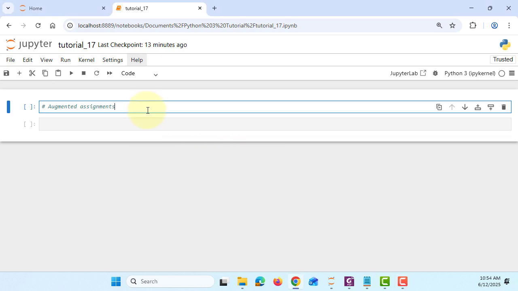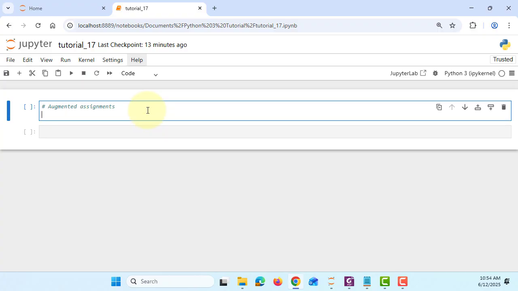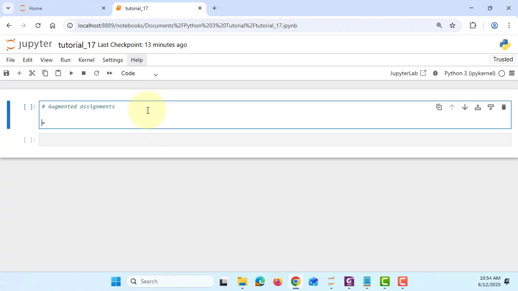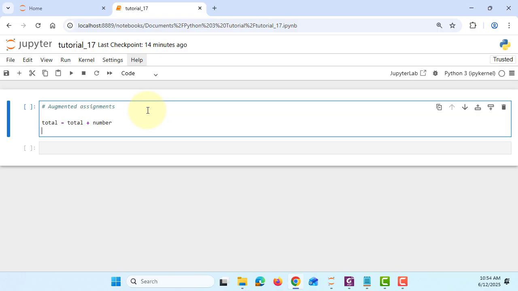Let's look at augmented assignments. So assignment, this is equal signs. If we have the same name on the left-hand side and right-hand side of the equal sign, for example, number, we can shorten the expressions. We can remove the total, and then we can say plus equal.